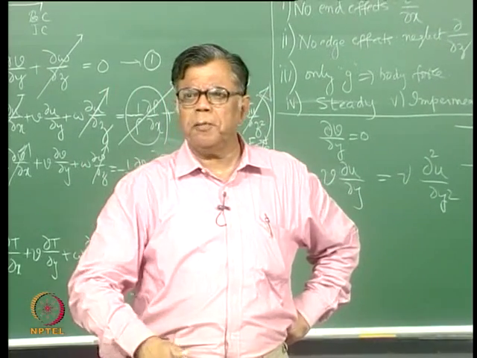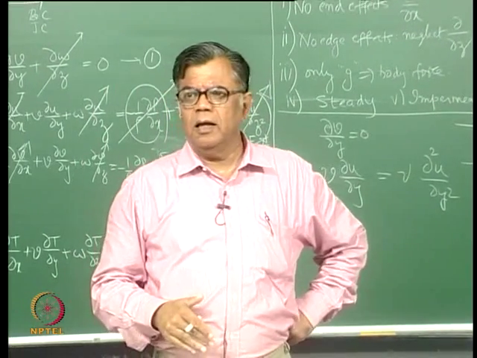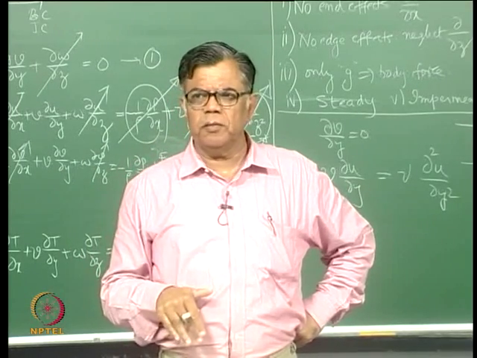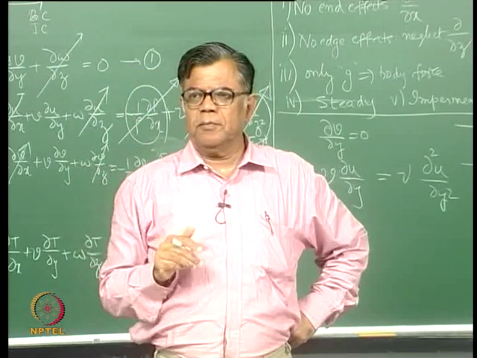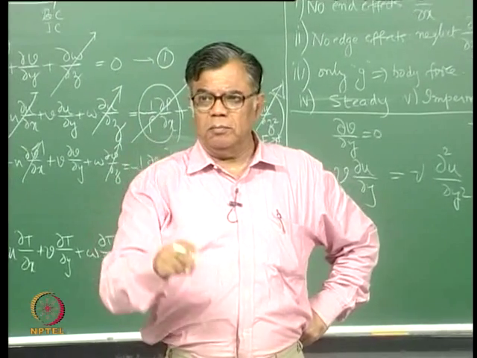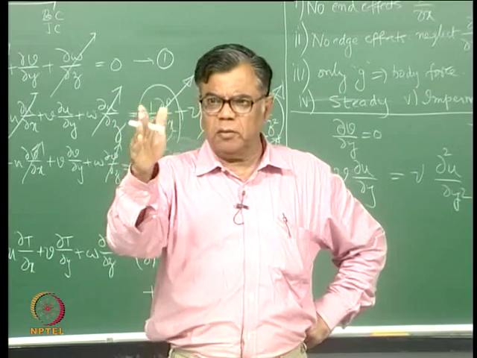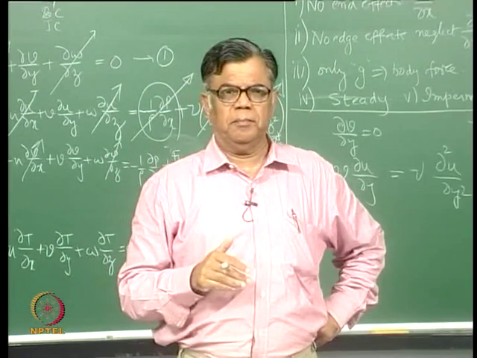Natural convection also has an impermeable plate. There is no V component perpendicular to the impermeable plate. That V is there in the boundary layer, but at the wall, at y equal to 0, we are talking about the wall.